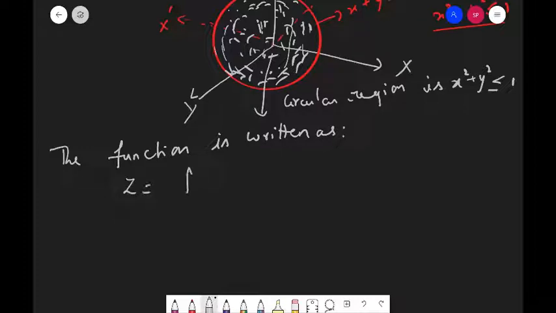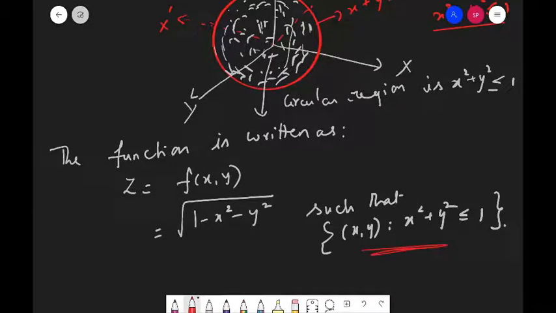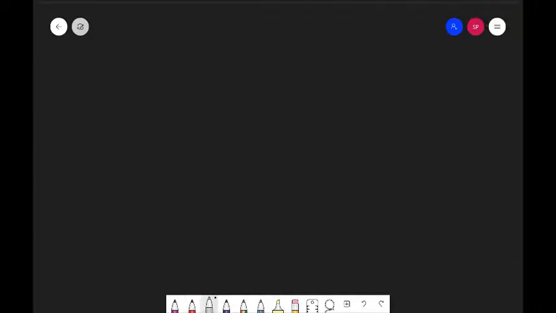z is equal to f of x comma y, that is equal to under root of 1 minus x square minus y square, such that the domain is all the points x, y such that x square plus y square is less than or equal to 1. This is what we mean by finding the domain of a function of two variables.